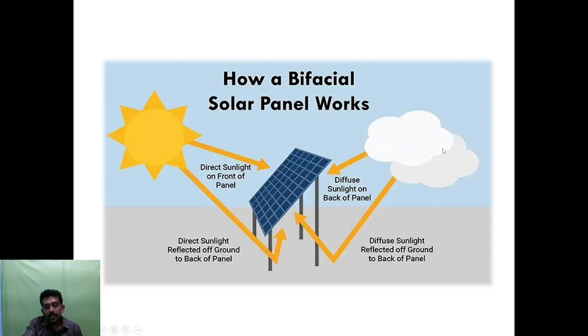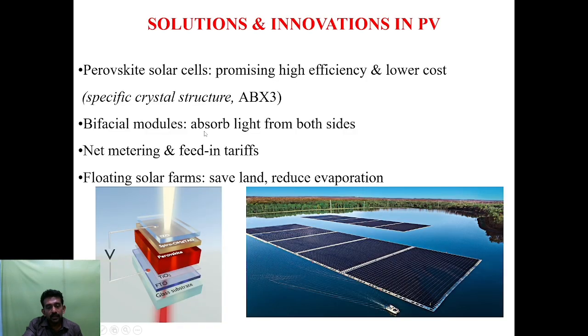From this side, the direct sunlight is coming through the front side, and the diffuse radiation, that is the radiation that is coming after hitting the clouds, comes to the back part of these solar PV cells. So it adds the advantage of both direct sunlight energy extraction and diffuse sunlight energy extraction. Bifacial modules absorb light from both sides, thereby efficiency also increases with this technology.